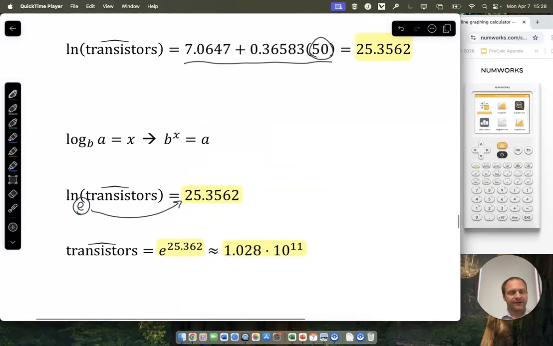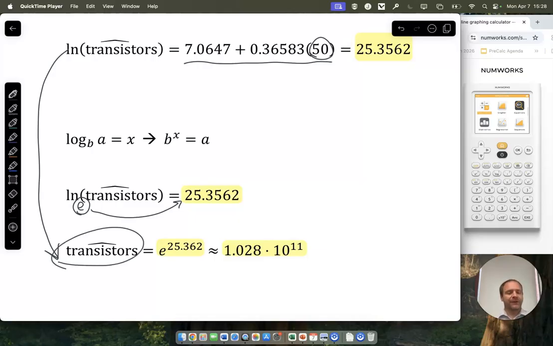So here is the big process we have to keep in mind. When we create the least squares regression line with transformed information, our response variable was the natural log of transistors hat. I don't want to solve for that. I want to solve for transistors hat. So I have to undo the natural log in front of it, and the way we do that is by converting to exponential form. That's the first part we're looking at.